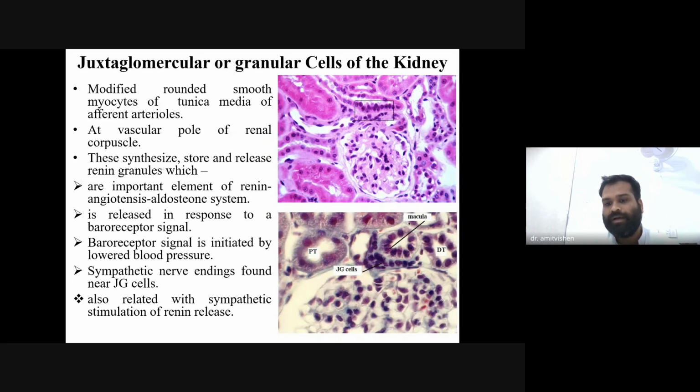We have learned many times in our BVSc course, in the veterinary physiology department, the importance of the renin angiotensin aldosterone system. It is released in response to a baroreceptor signal, and the baroreceptor signal is initiated by lowered blood calcium, and then sympathetic nerve endings found near the juxtaglomerular cells.